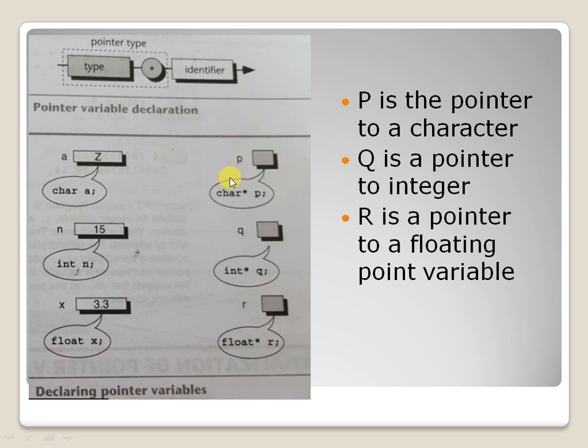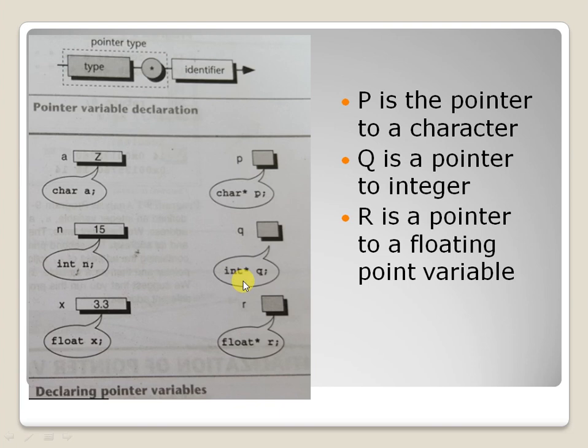Similarly, if you want to create a pointer that is pointing to a character, so if p is pointing to the character, you have to declare p, the pointer, with character data type followed by star and the name of the pointer. The name of the pointer can be any user defined name that you declare. Similarly, q is an integer pointer since it is pointing to n here, so its type should be declared as integer.